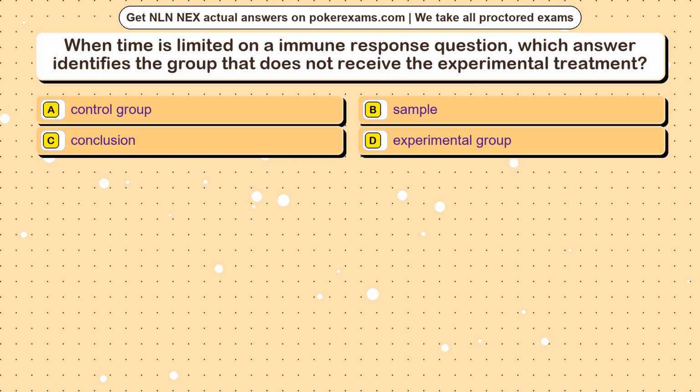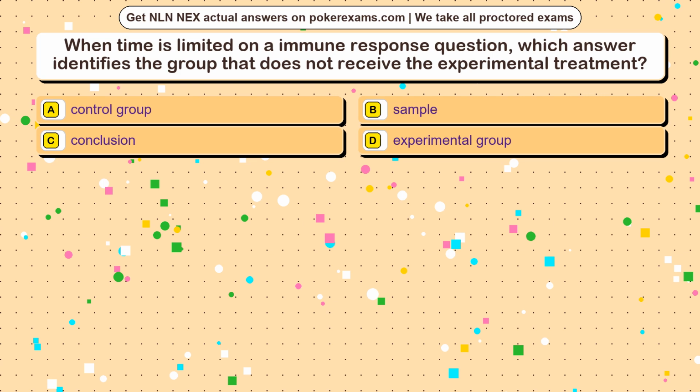Question 5. When time is limited on an immune response question, which answer identifies the group that does not receive the experimental treatment? Option A, control group. Option B, sample. Option C, conclusion. Option D, experimental group.